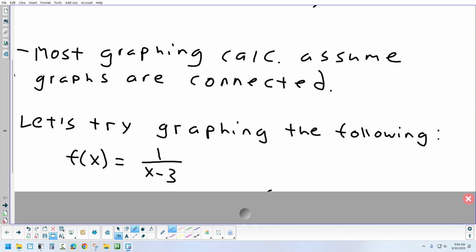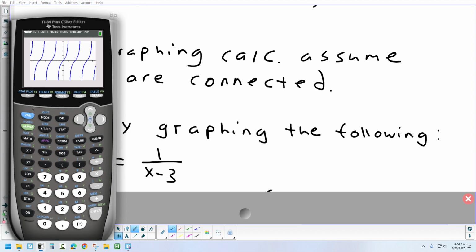So now let's try this one. 1 divided by x minus 3. What number are you not allowed to plug in here for the domain? Yep? 3. So when you get to 3, watch what happens over here. Kind of goes a little crazy, right? Can't connect when you get to the number 3. If you were drawing this on an older calculator, it might try to connect it like that. And that is not how it's supposed to look.